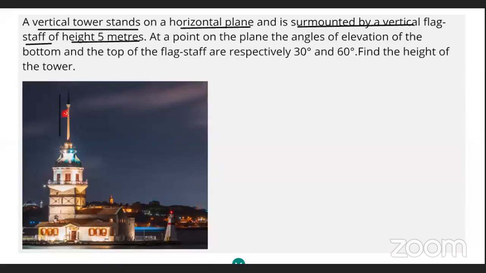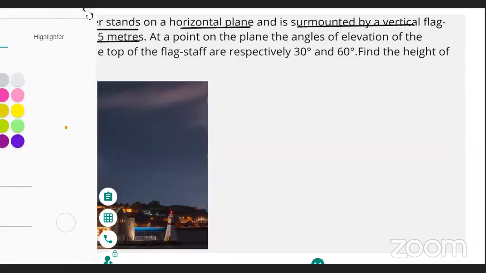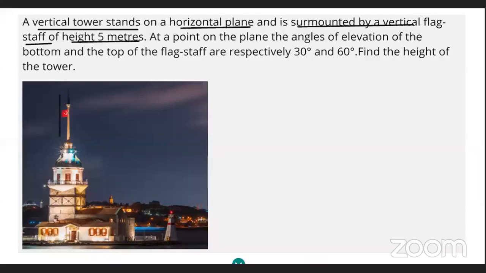Oh, it's difficult to see. Let me change the color of my pen. Okay, so let me draw that. This is the flag, from here to here, and that I'm drawing like this. Can you see? And then the top of the building. So the height of the flagstaff is given to be 5.